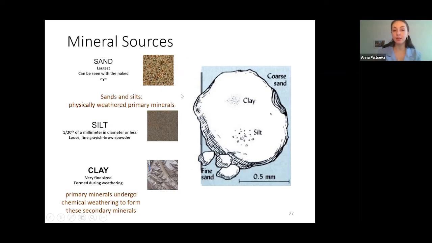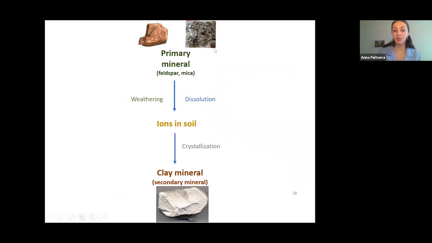So sand and silt come from primary minerals like feldspar, mica, quartz, while clay, they will go through this. The primary minerals will break down, feldspar, again mica, but then there will be a chemical stage that will create clay. So let's look at this stage. Again, our primary minerals, we call them feldspar and mica. They will weather down, they will break into smaller pieces.